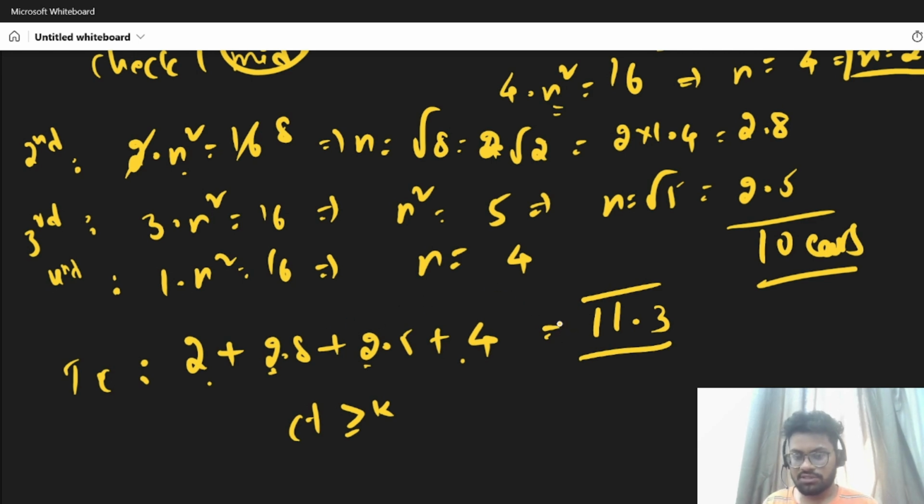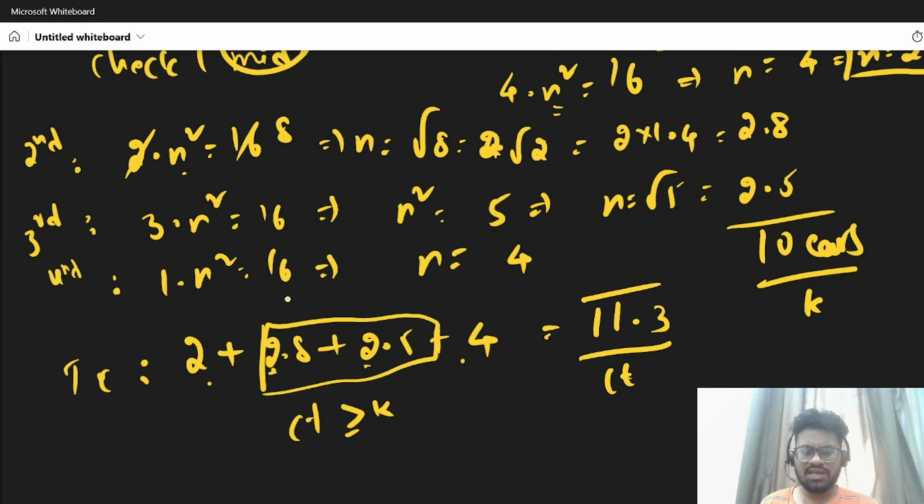Let's call this the count and this the k. The current count is greater than k, which means if all the workers work for 16 minutes, we can finish 11.3 cars. We only have 10 cars, which means these two guys can take some break. This guy can work for 10 minutes and this one can work for 12 minutes, so that they each finish two cars. Even then, we can repair 10 cars, right?